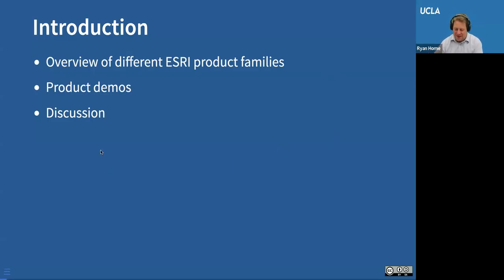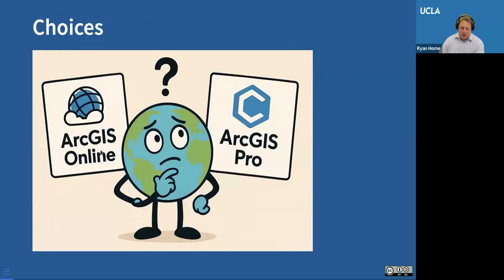So just use that. So to start off with, we have both ArcGIS Online and ArcGIS Pro here at the university. So we have the option of both, and this can be a little bit confusing. So we're going to go over what we have and what your options are in terms of this.